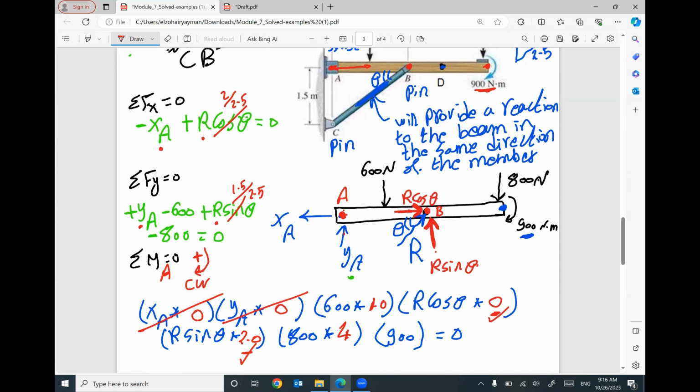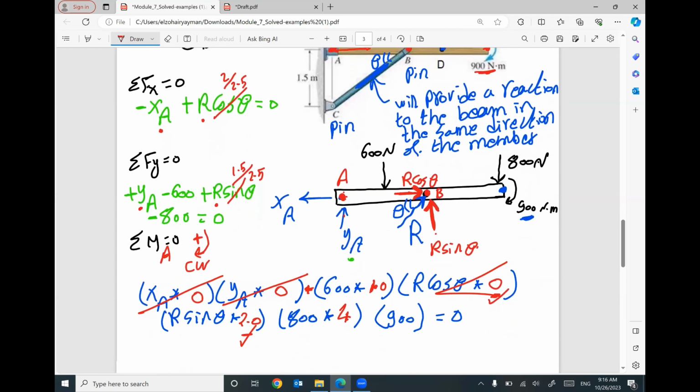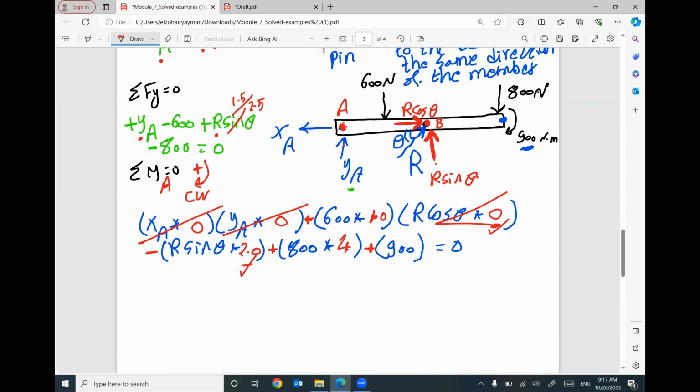This term, 600 times 1, will be clockwise positive. I don't care about this term. This component times 2 will be negative counterclockwise. This one will be positive clockwise. This one is positive clockwise. The only unknown in this equation is your reaction R. So what will be the reaction R?